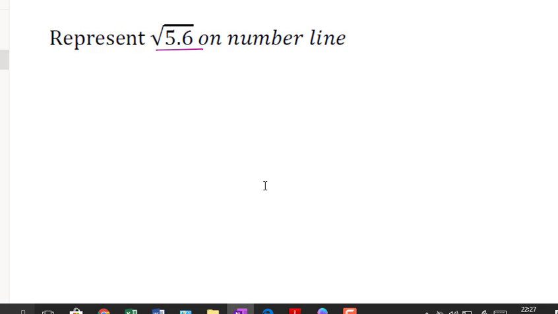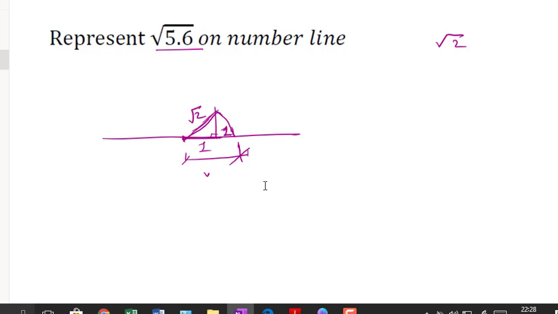If we have to represent root 2 on the number line, we draw one unit along the line and one unit perpendicular to this, and we draw the diagonal. By Pythagoras theorem, this is 1 and this is 1, so this diagonal will become root 2. Then we draw one arc, and this arc gives us the distance of root 2 on the number line. This is when our irrational numbers are like 2, 3, 5 and so on.